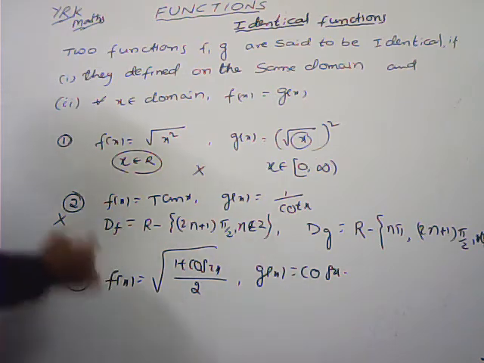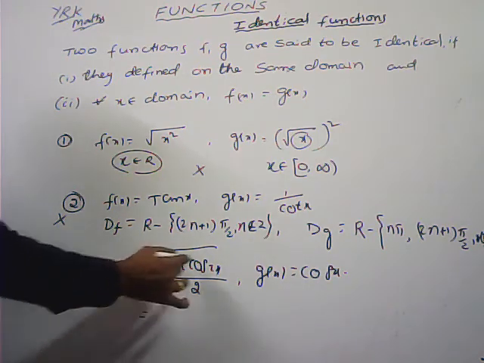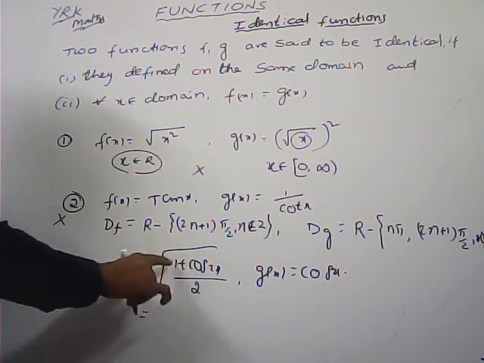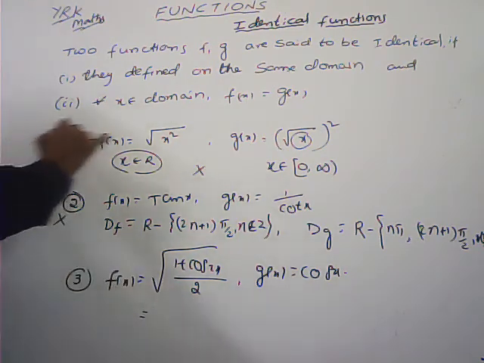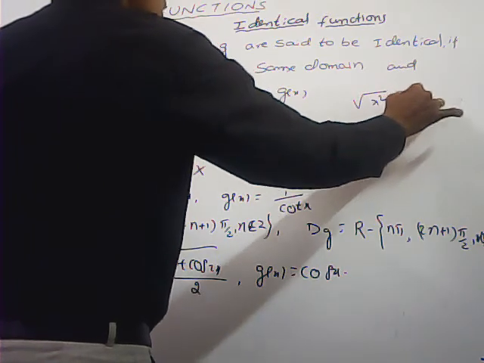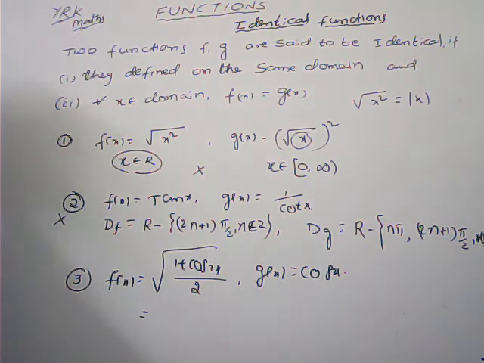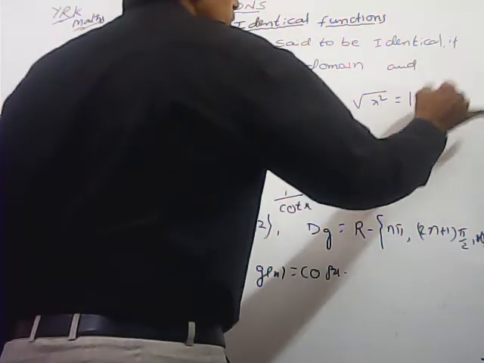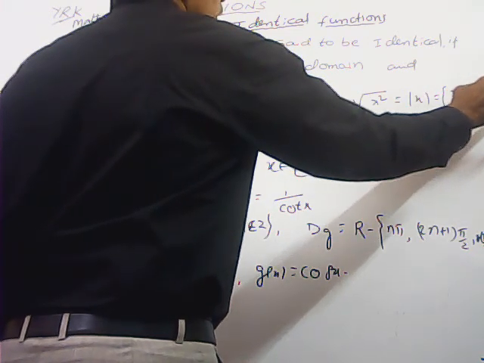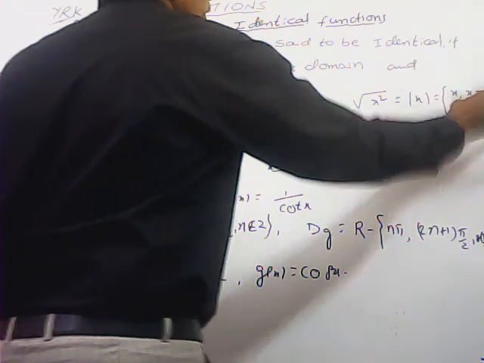And here the third one, f of x equals, here the 1 plus cos theta formula is there, 2 cos square theta by 2. The 2 gets cancelled. Here we get square root of x square, and we can always write square root of x square as modulus of x. Here two properties of modulus of x are there. We can write x if x is a positive quantity and minus x if x is a negative quantity.